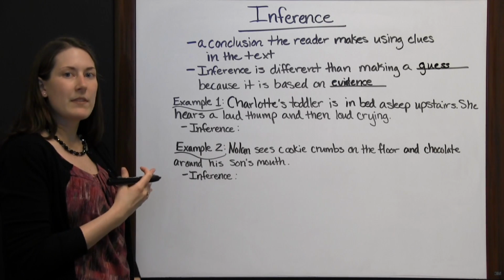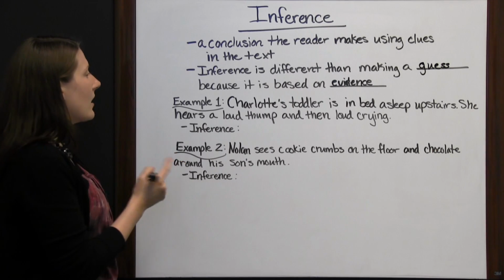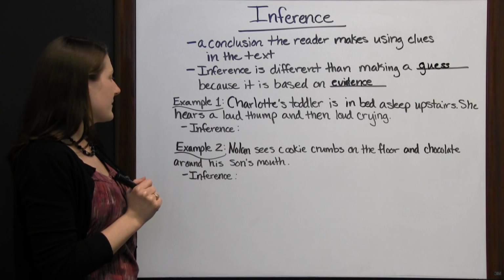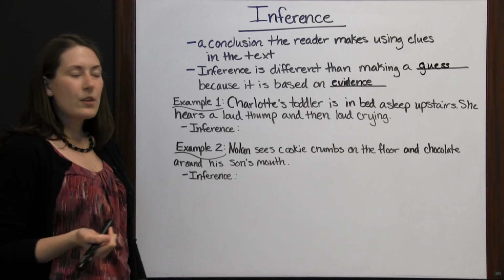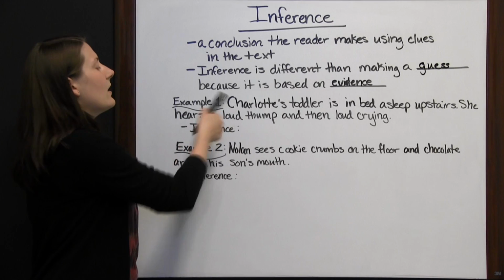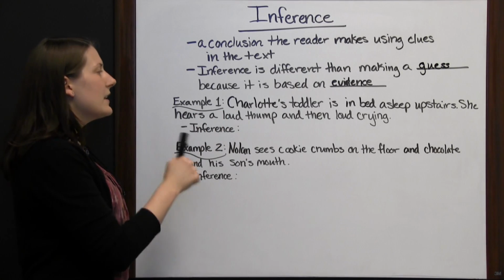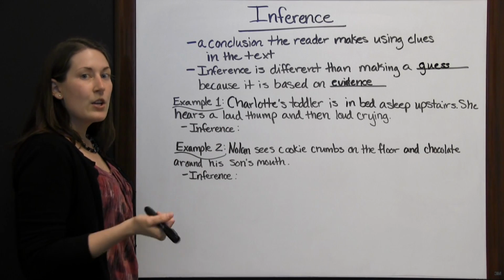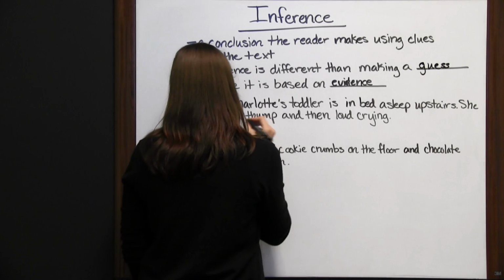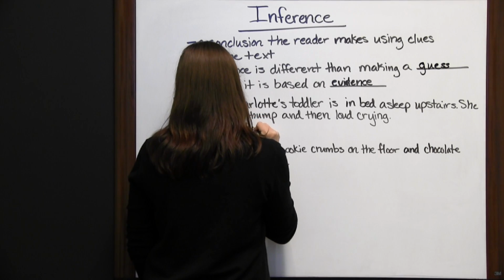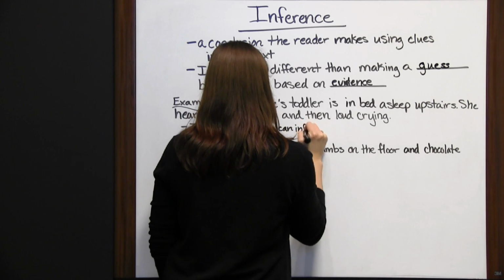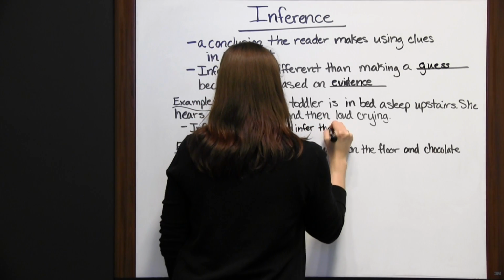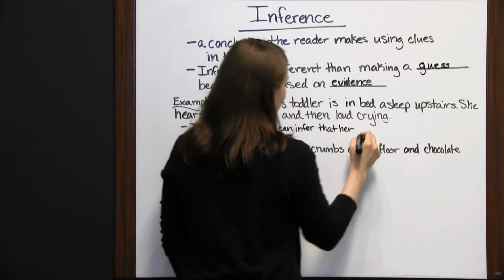So let's look at a couple of examples. Charlotte's toddler is in bed asleep upstairs. She hears a loud thump and then loud crying. So knowing that the toddler is in bed asleep and then hearing a thump and crying, you can infer, or Charlotte can infer when she's at home, that her toddler fell out of bed.